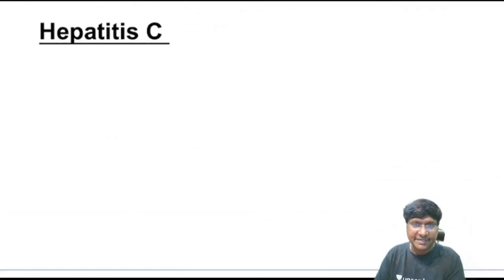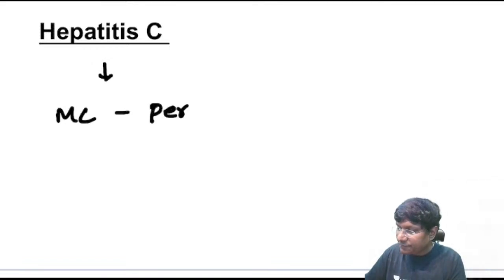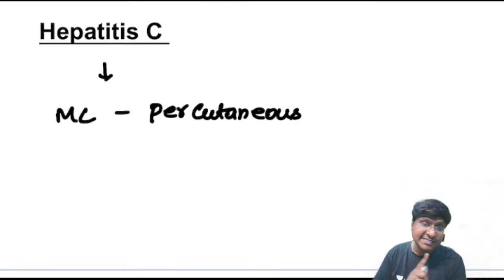Quick revision of hepatitis C. So hepatitis C, what did I tell you? That it is spread through the parenteral route, either pinprick or subcutaneous or intravenous, vertical transmission, and then sexual transmission. But what is the most common mode of transmission of hepatitis C? The most common mode will be the percutaneous route. And hepatitis C does not spread through the fecal-oral route.